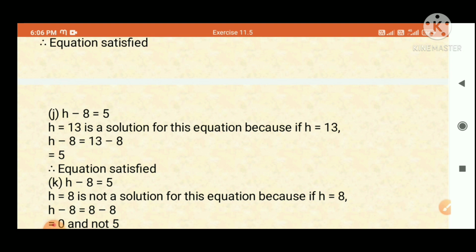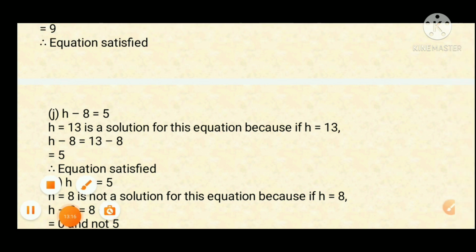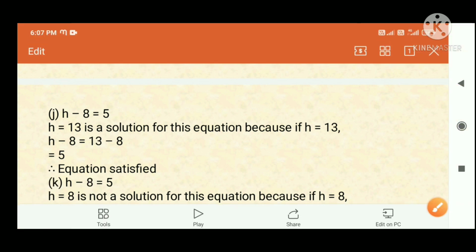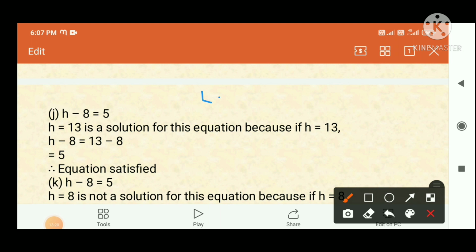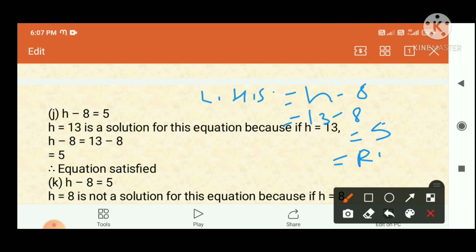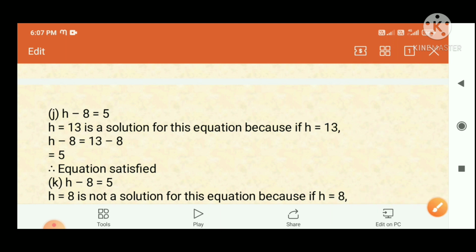Now here we put the value of h is equal to 13. The left hand side of this equation is h minus 8. We put the value of h is equal to 13. 13 minus 8 is equal to 5, which is the right hand side of this equation. So if we take the value of variable h as 13, then the equation is satisfied. So h is equal to 13 is a solution for this equation.